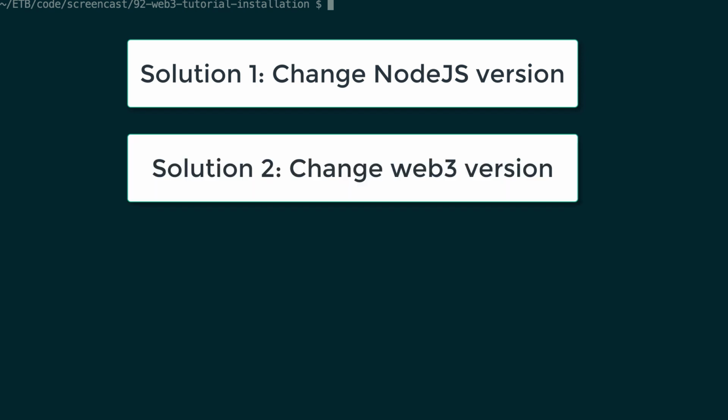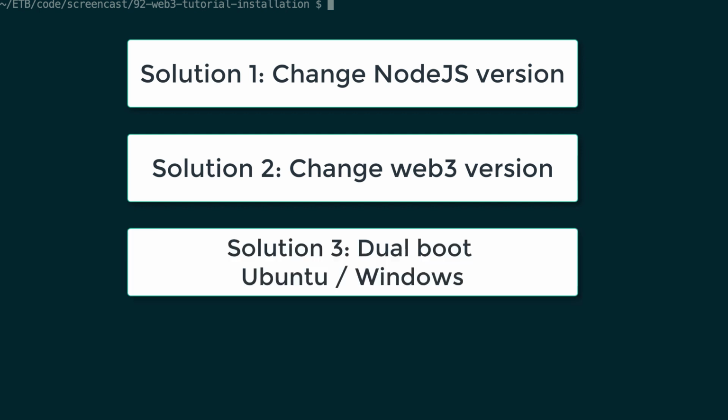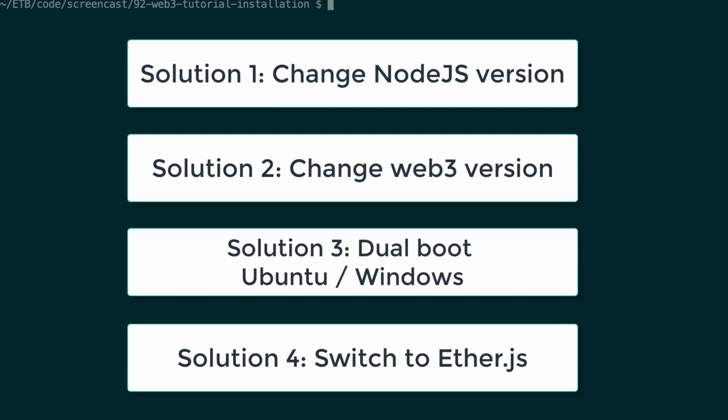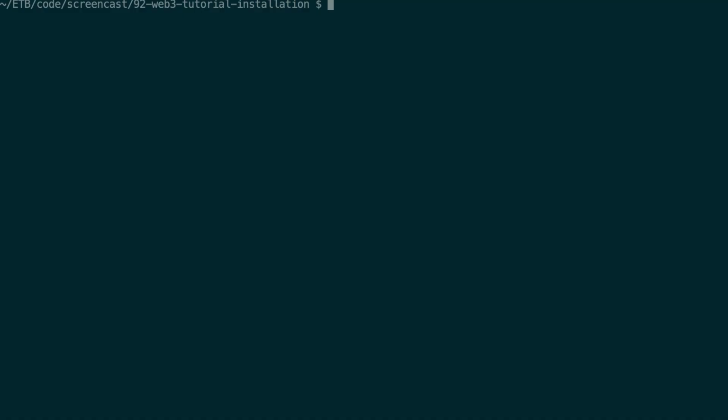You could also try to install another version of Web3. And if it still doesn't work and you are on Windows, then you could create a dual boot install of Ubuntu and just work on Ubuntu for your Web3 project. Or alternatively, you could switch to another library, which is called ethers.js, but I'm not going to cover that in this video. All right, so let's assume that the installation process worked fine.